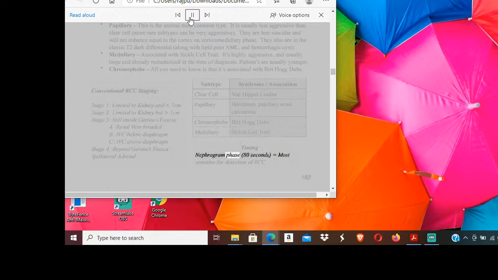Timing: nephrogram phase, 80 to 100 seconds, is most sensitive for detection of RCC.